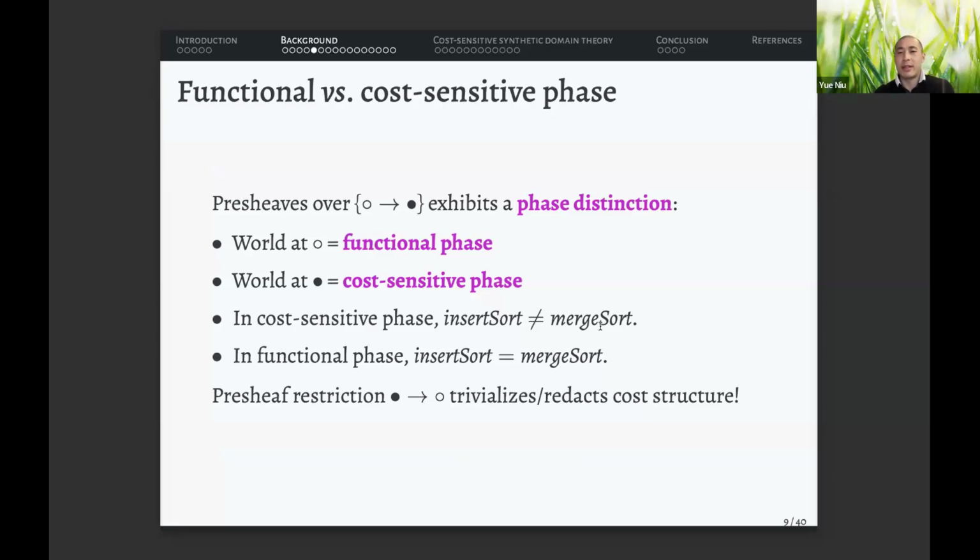In the cost-sensitive phase, insertion sort and merge sort are different because they exhibit different cost structures. However, these cost structures are forgotten in the functional phase, thereby equating the two programs. You can think about this as the presheaf restriction action from the closed point into the open point trivializing the cost structure.